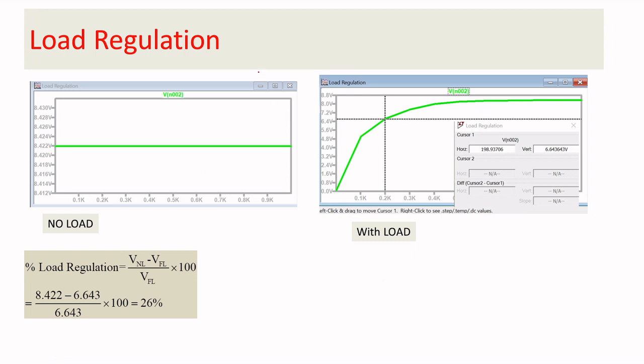So this is a simulated output. For this circuit I have removed the load. For this I have removed the load. You can see here this is a load, this is RL, this is a diode, and here you have RL.